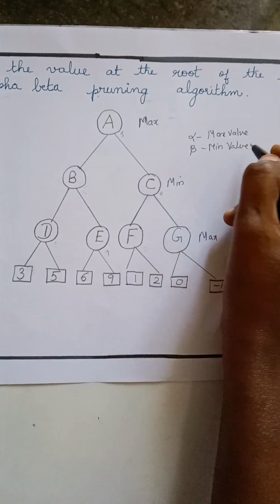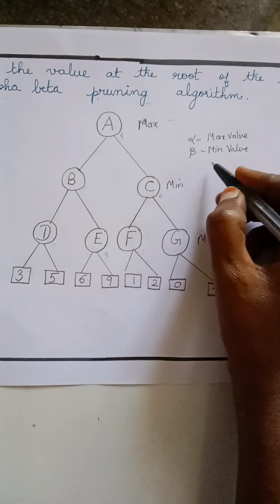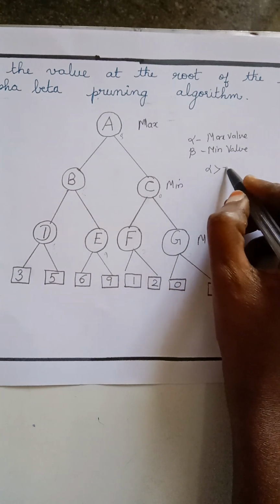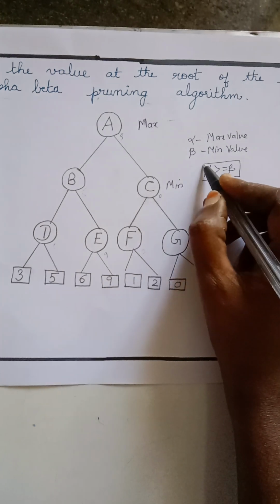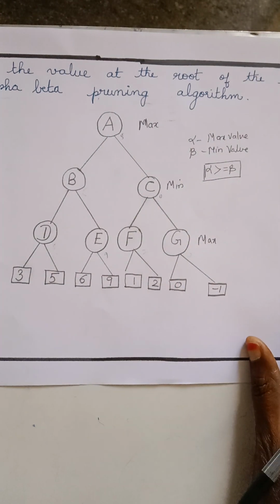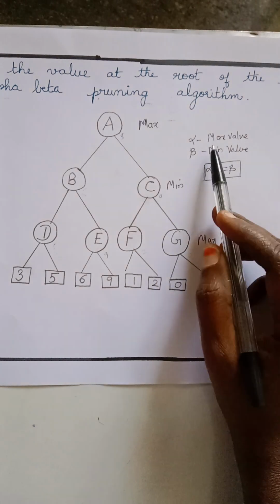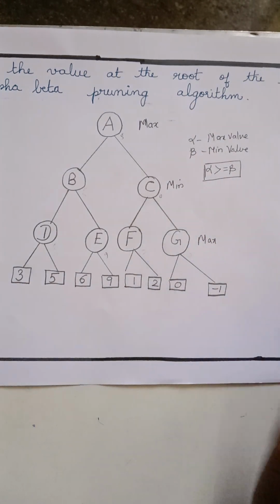Next you need to know the condition for pruning. So what is the condition for pruning? That is, alpha should be greater than or equal to beta. This is the condition for pruning. So you need to know all these. For doing the pruning algorithm, we need to find out the values of alpha and beta, and then this is the condition for pruning.